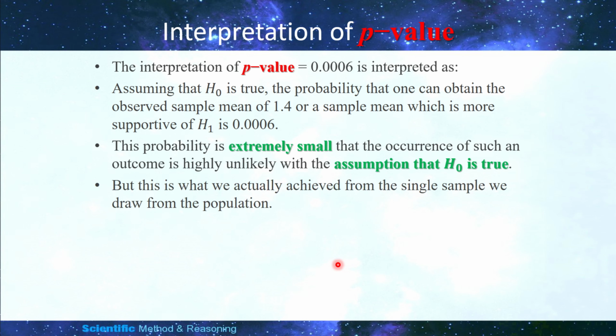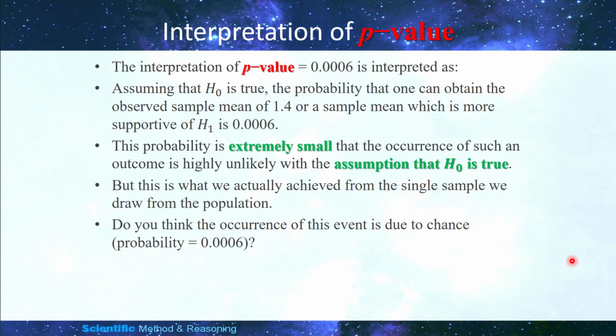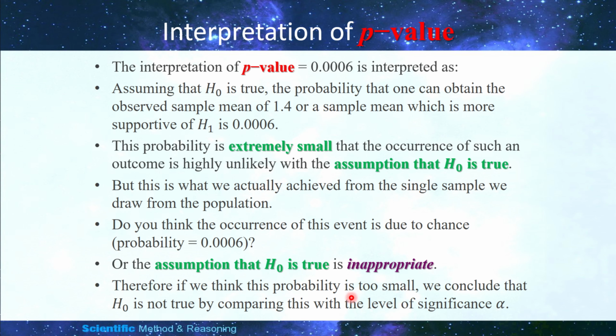But this is what we actually achieved from a single sample we drew from the population. Do you think the occurrence of this event is due to chance with a probability of 0.0006? Or is there something wrong with the assumption that the null hypothesis is true? This assumption may be inappropriate, and therefore if we think this probability is too small, we conclude that the null hypothesis is not true. By comparing this with the level of significance alpha, we say that the observations do not agree with the null hypothesis.